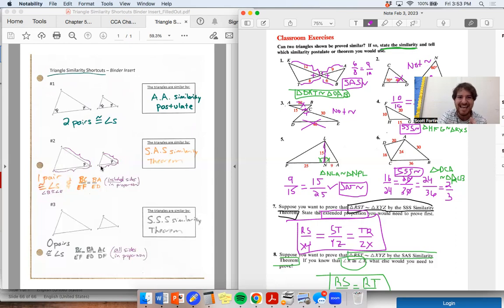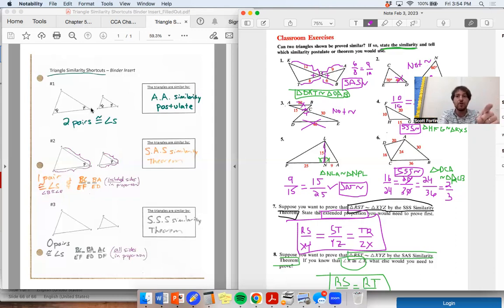So that means BC to EF would be my scale factor from this triangle to this triangle. As long as the scale factor is the same between the sides, then I'd have the included sides in proportion. BA to ED: look, I have B, the congruent angle, in both numerators and E in both denominators. If this proportion is true, then I know the included sides are in proportion, and I can use the SAS similarity theorem.